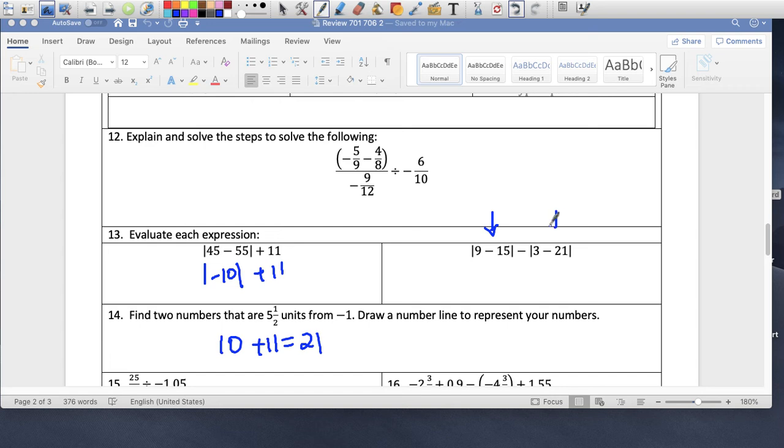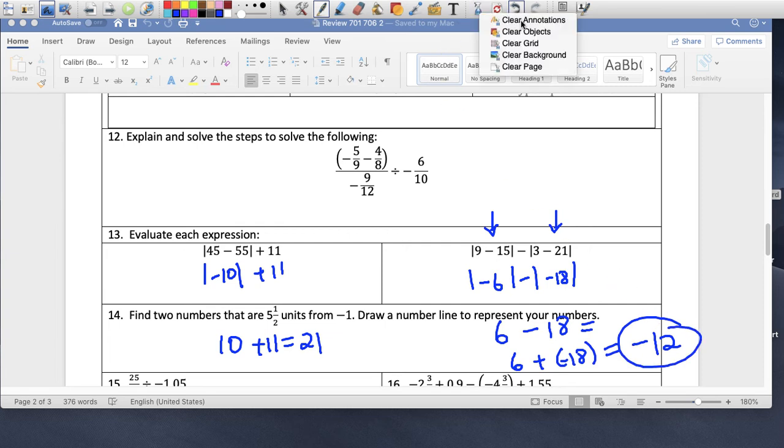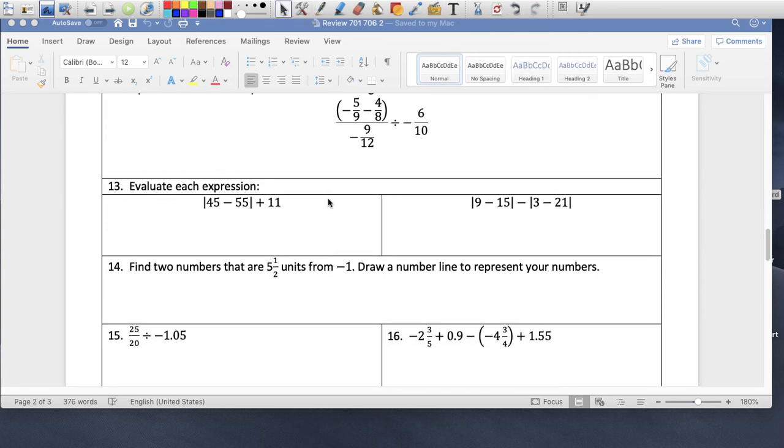Again, we have to do this first, and this second. 9 minus 15, think carefully what that means. It will be negative 6 minus, and what's 3 minus negative 21? It's negative 18. What's the absolute value of negative 6? It's 6. Minus the absolute value of negative 18, which is 18. 6 minus 18, you can change this to an addition if you like. Now you can clearly tell that's a positive plus a negative, and the negative is going to win, so my final answer is negative 12.